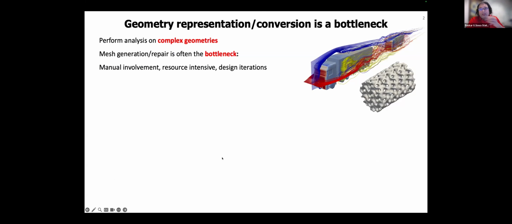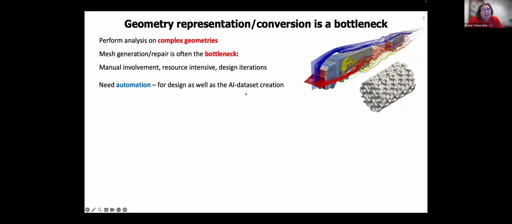So very quickly, usually when we do complex geometry simulations, geometry representation and conversion becomes the bottleneck, right? You've got to create the mesh, repair the mesh, and there's a lot of manual intervention that's usually required, and this becomes very resource intensive. Especially when you want design iterations, this becomes the bottleneck. Several studies have shown that about 90% of the effort in commercial analysis platforms, so in industry, is often spent in mesh generation, mesh cleanup, and so on. So there's a big need for automation.